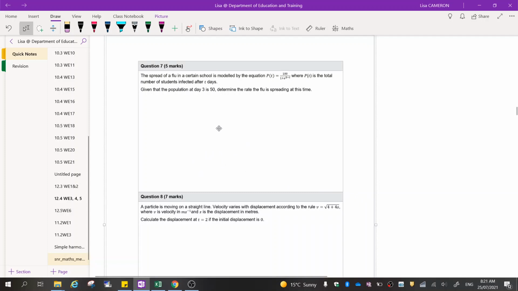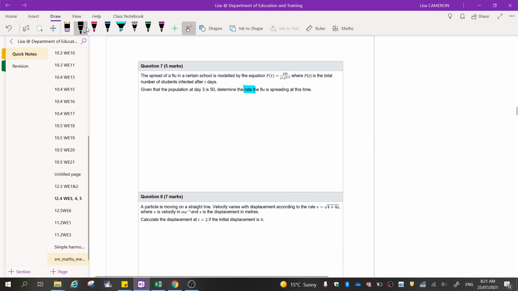Okay, question 7. The spread of a flu in a certain school is modelled by the equation, where P(t) is the total number of students affected after t days, given the population at day 3 is 50. Determine the rate. Let's pull apart the question.